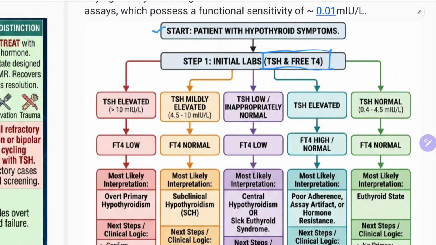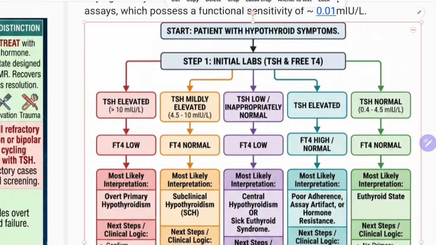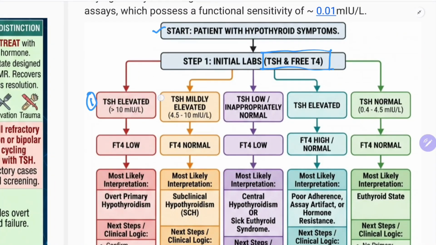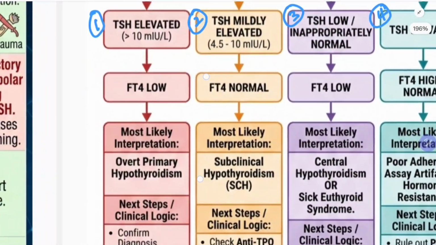Now you will correlate these two and you will have 5 types of picture. Picture number 1, TSH is elevated more than 10 units and FT4 is low. Number 2 is TSH is mildly elevated but it is less than 10 and FT4 is normal here. Number 3 is TSH is low or normal but FT4 is low. Number 4 is TSH is elevated and FT4 is high or normal. Number 5 is TSH is normal and FT4 is also normal. So let's go one by one now.